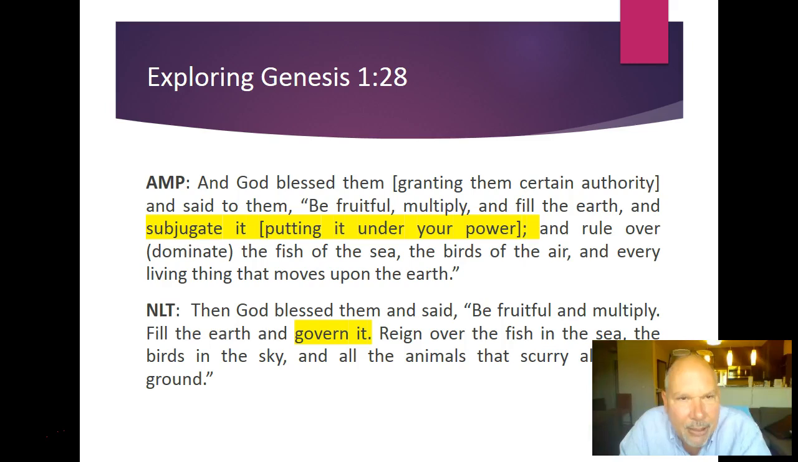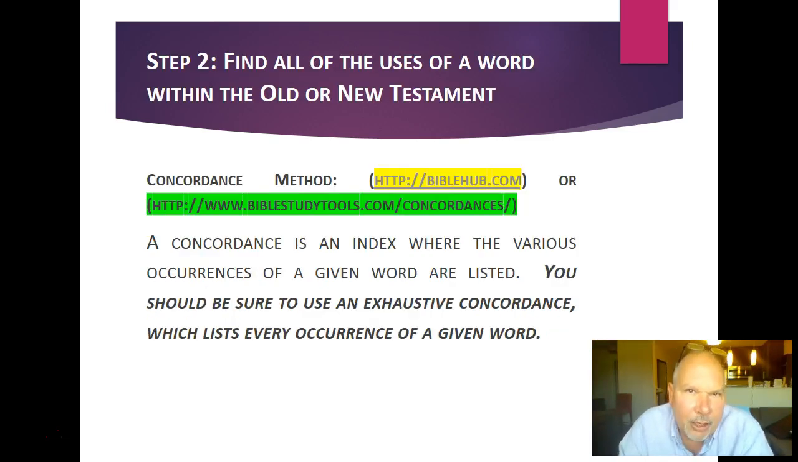Now, if we look at the AMP version of the Bible, it says, "And God blessed them, granting them certain authority, and said to them, Be fruitful, multiply, and fill the earth, and subjugate it, putting it under your power, and rule over or dominate the fish of the sea." Or the New Living Translation says, "Then God blessed them and said, Be fruitful and multiply, fill the earth and govern it." So we have three different ideas. There is to subdue, there is to subjugate, and there is to govern. So what one should we understand theologically is mankind's role and authority over the earth?